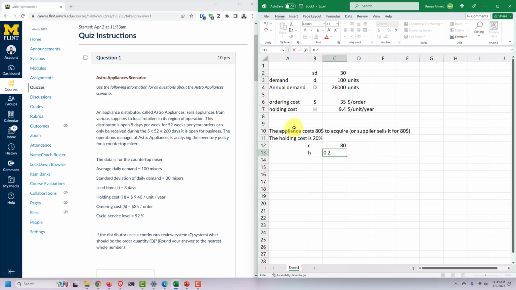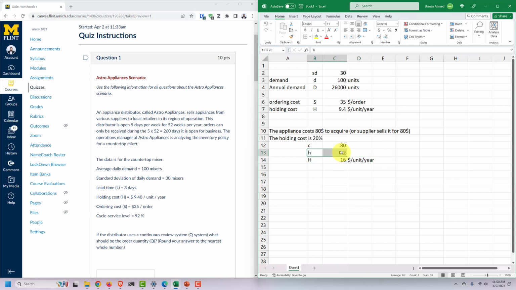You want to convert the percentage on a 0 to 1 scale. So 10% becomes 0.1, 20% becomes 0.2, 25% becomes 0.25, 32% becomes 0.32, and so on. Just divide by 100, so 0.2. And then capital H in that case would be equal to 0.2 multiplied by $80, or $16 per unit per year. Okay. And so a lot of times you're given holding cost like this. You're given the value of the item and you're given a percentage, and you multiply the value with the percentage to get capital H, which is the holding cost per unit per year.